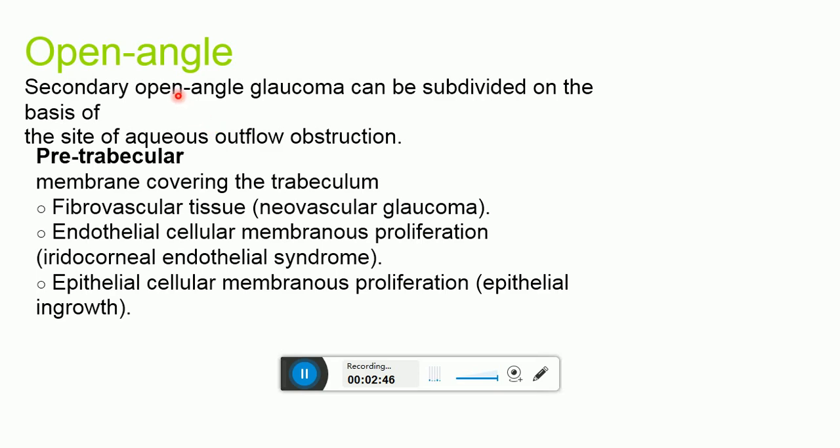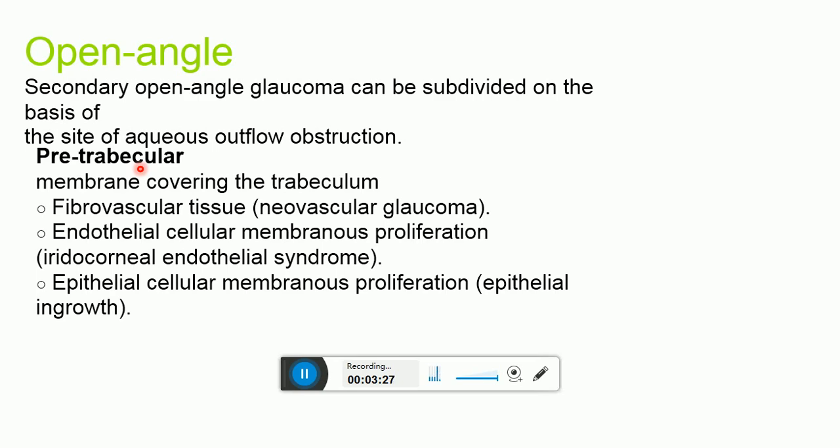So now secondary open angle glaucoma. So one is secondary closed angle, this is secondary open angle. Secondary open angle glaucoma can be subdivided on the basis of the site of aqueous flow obstruction. Like the aqueous flow may be obstructed pretrabecular, trabecular, or post-trabecular. So pretrabecular, there are three causes. Pretrabecular, in which the aqueous flow is obstructed by a membrane covering the trabeculum.